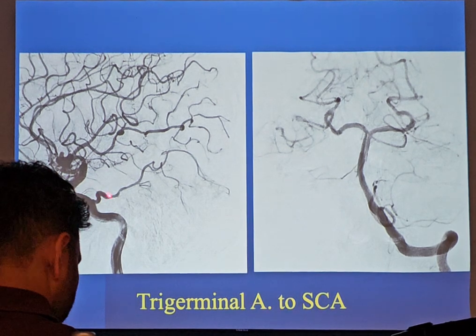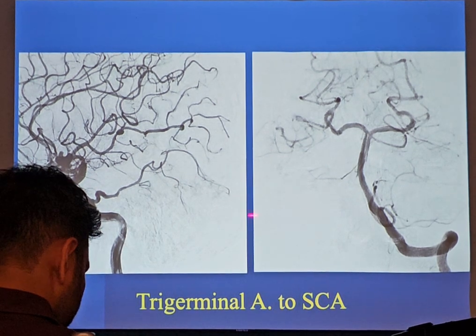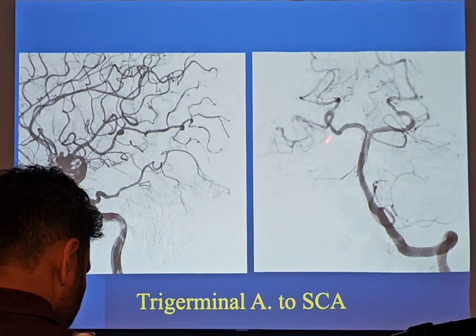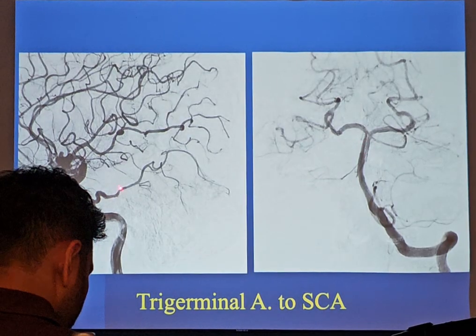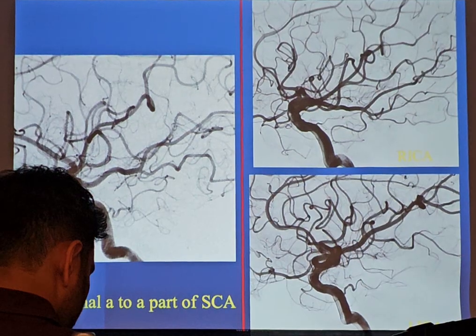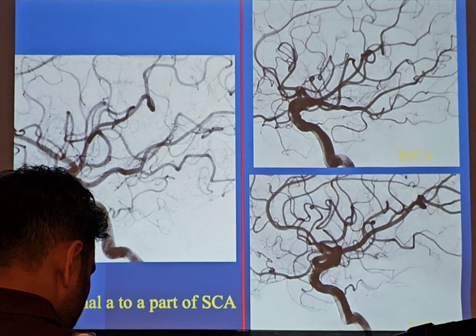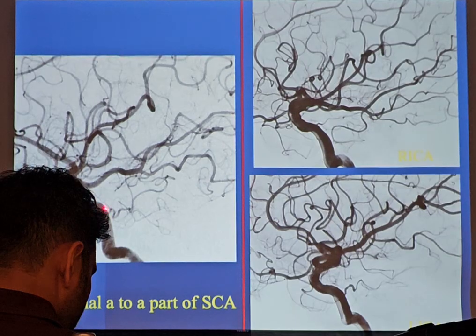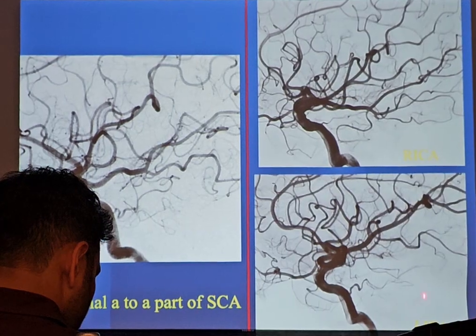The trigeminal artery can go to the superior cerebellar artery territory. You can see the basilar artery injection shows no trigeminal on the right, the superior cerebellar artery on the left side, on the right side, I'm sorry. The trigeminal artery is giving the superior cerebellar artery directly from the internal carotid artery. In this case, part of the superior cerebellar artery is supplied by this trigeminal artery. Part of it. And this is the right side.